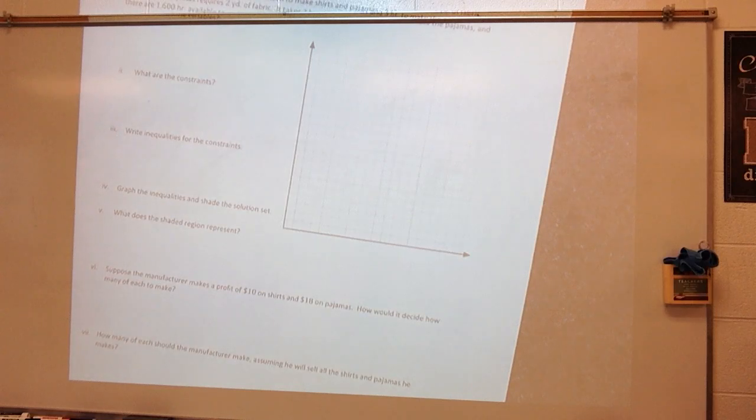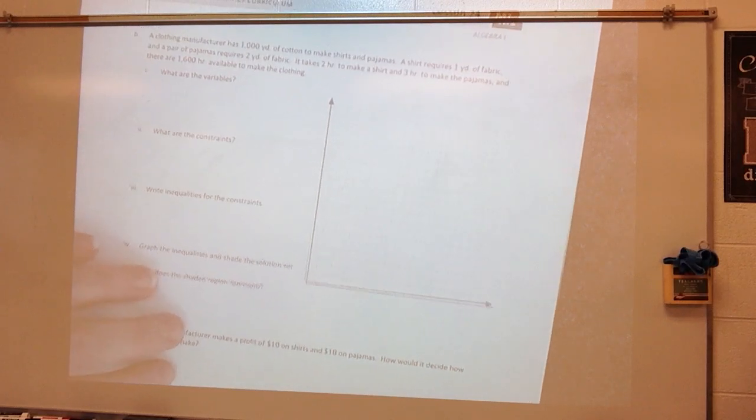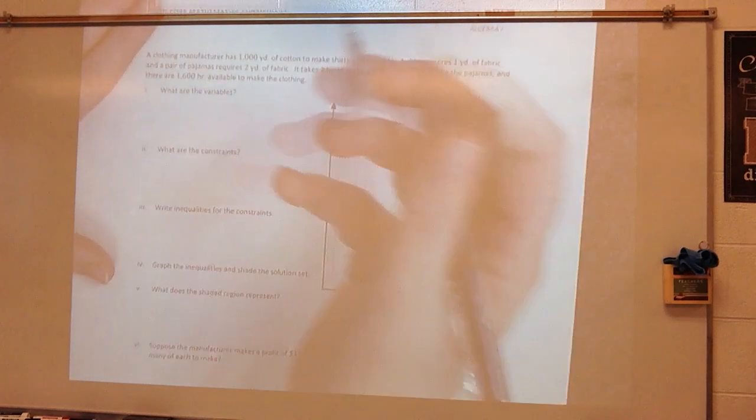So let's look at this. A clothing manufacturer has 1,000 yards of cotton to make shirts and pajamas. A shirt requires 1 yard of fabric, and a pair of pajamas requires 2 yards of fabric. It takes 2 hours to make a shirt and 3 hours to make pajamas. And there are 1,600 hours available to make clothing. So what are the variables that we are looking at? Well, we're looking at the number of shirts made and the number of pajamas made.